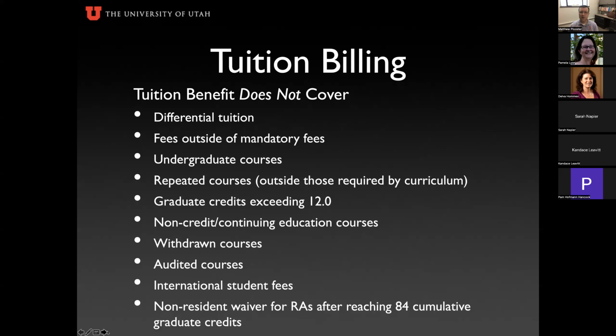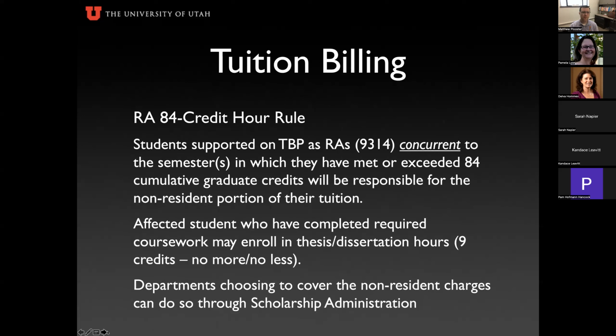Okay, graduate credits exceeding 12. So 12.5, that 0.5 and higher is on the student, or the department can pay that by way of a scholarship. Non-credit or continuing education courses, withdrawn courses, audited courses, international student fees, and for RAs who have reached or exceeded 84 cumulative graduate credits, we will not cover the non-resident waiver, and that is per state statute.